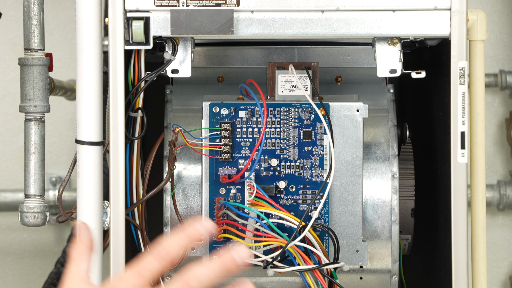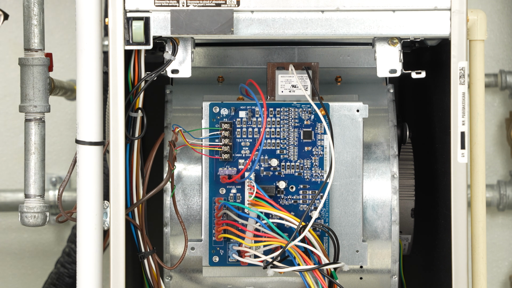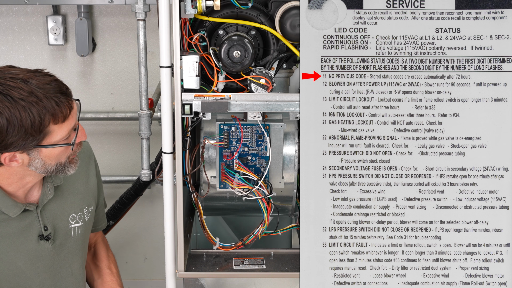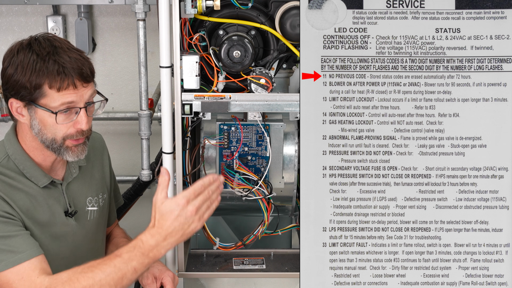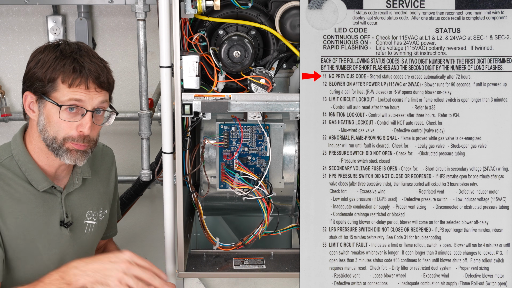For the remainder of this video, I'm going to remove this door and leave it off, and I'm going to use my magnet to cover over the door switch as we cover each of these LED status code numbers. And so status code number 11 is simply that if you were to recall the errors, then it means that there are no errors in the last 72 hours on this particular unit.